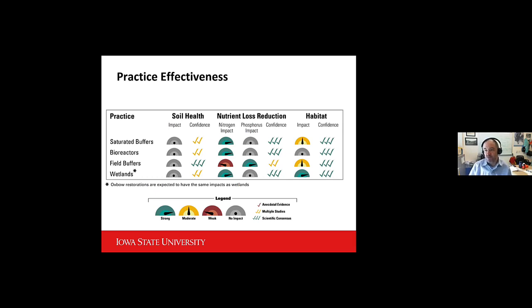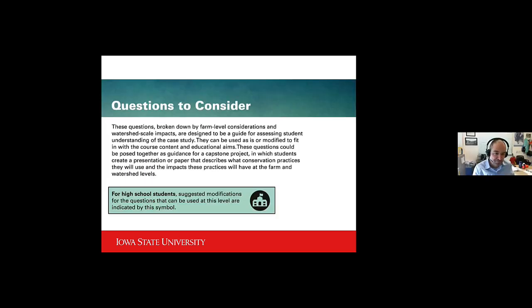So as we think about a case study and the practices that we put in, we might be very interested in the nitrogen loss and reducing that, but we might prioritize having some other benefits as well. And that's where a graphic like this helps us think about that.